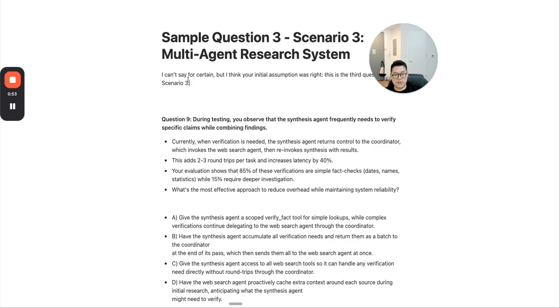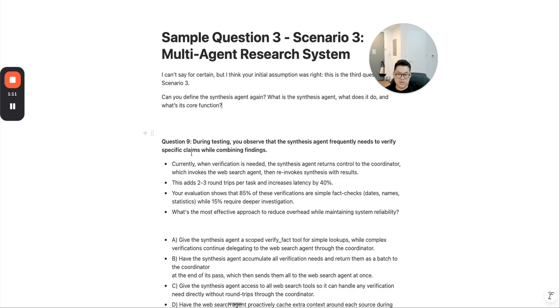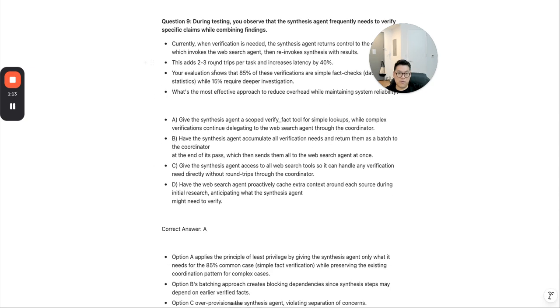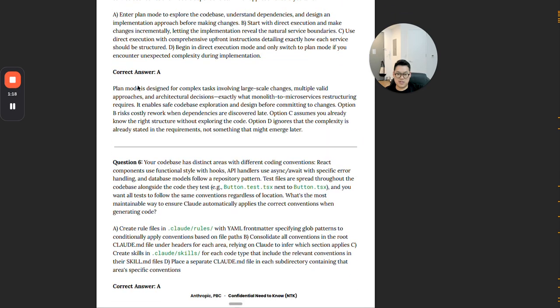Now, in the first video for scenario 3, we already covered this, but I'm going to ask it to define again. Can you go ahead and define synthesis agent again, and what is the synthesis agent, and what does it do? What's its core function? All right, so now we've broken down the questions some more. I think we are doing a better job than this, because it's just so blotchy.